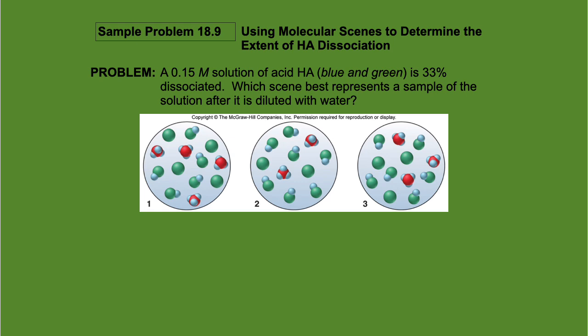Let's start by looking at an example of a weak acid solution. Here we have a problem with a 0.15 molar solution of an acid HA, which consists of blue and green compounds in solution. We're told that this dissociates 33%. That means 1/3 of the molecules come apart in solution, and we must see which best represents a sample of the solution after it's diluted with water.